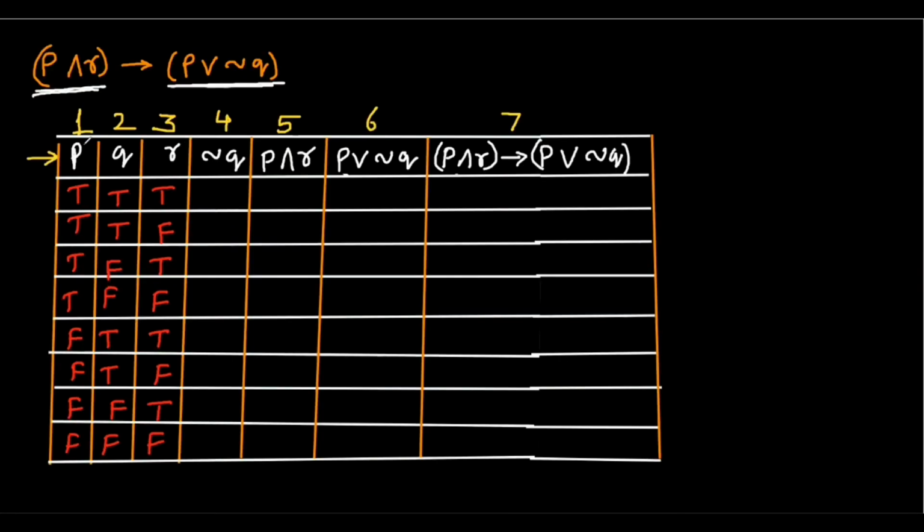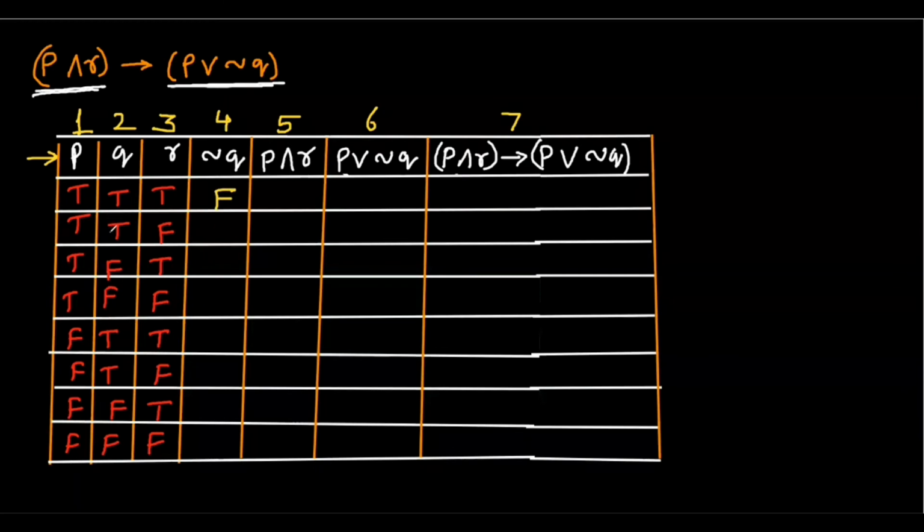The first three columns will always be what I have written here, always P, Q, R, the component statements. Now negation Q, what will be negation Q? Whatever truth value of Q you have in the second column, you have to negate it. Negate it means if it is true, write false. If it is false, write true.